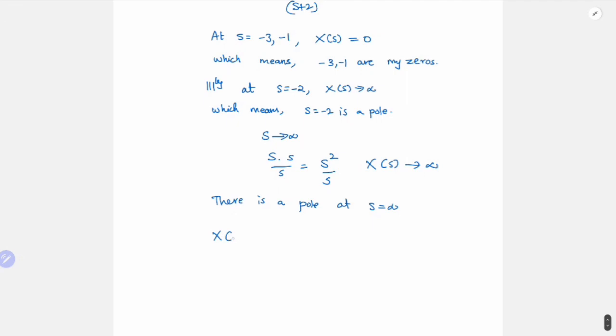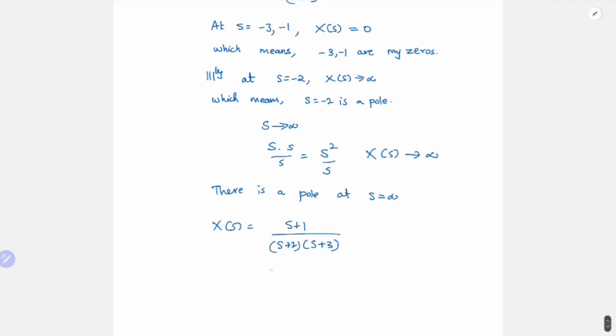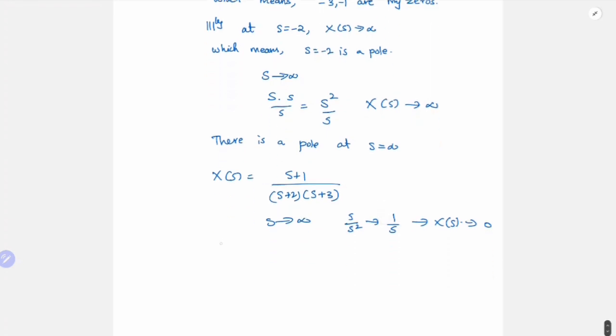Similarly, if you have the case where X of s is (s plus 1) by (s plus 2) into (s plus 3). So in this case, when s tends to infinity, it goes as 1 by s, which means X of s tends to 0. So you can say there is a zero at infinity.